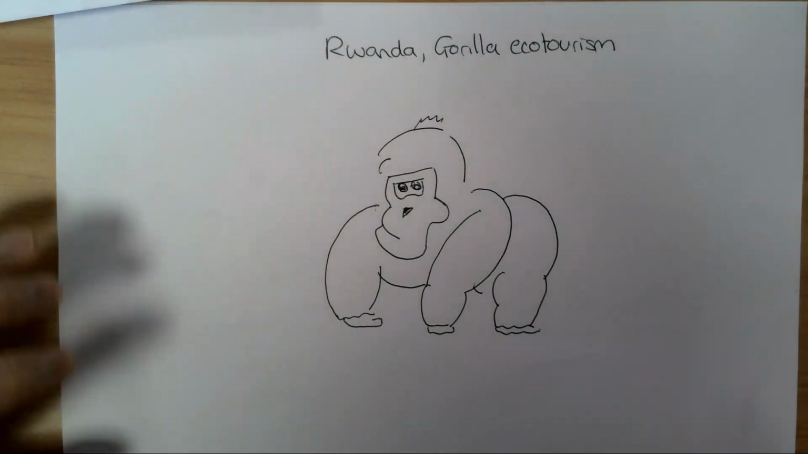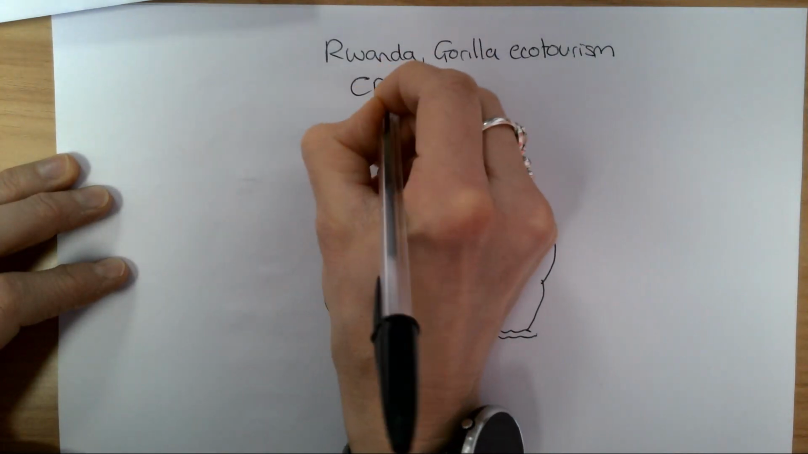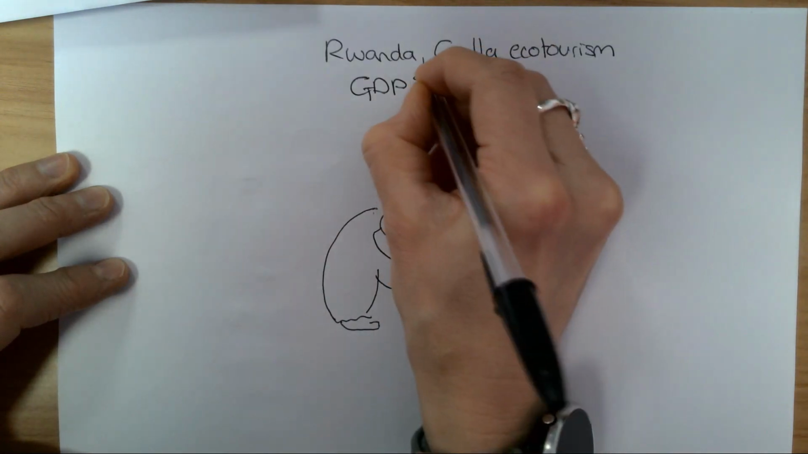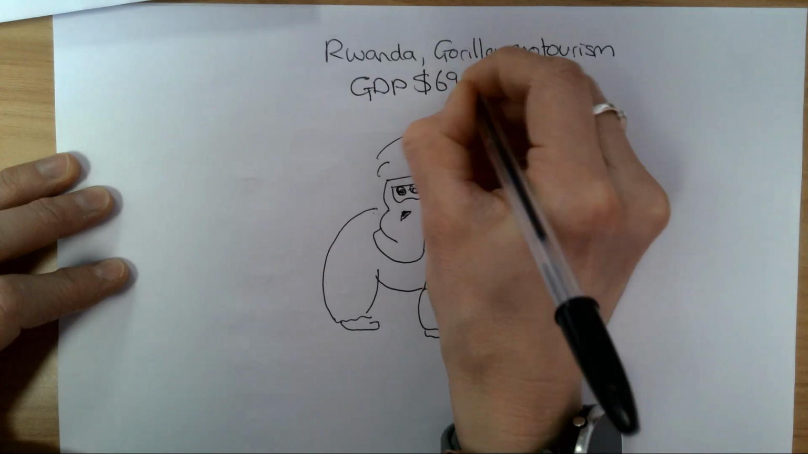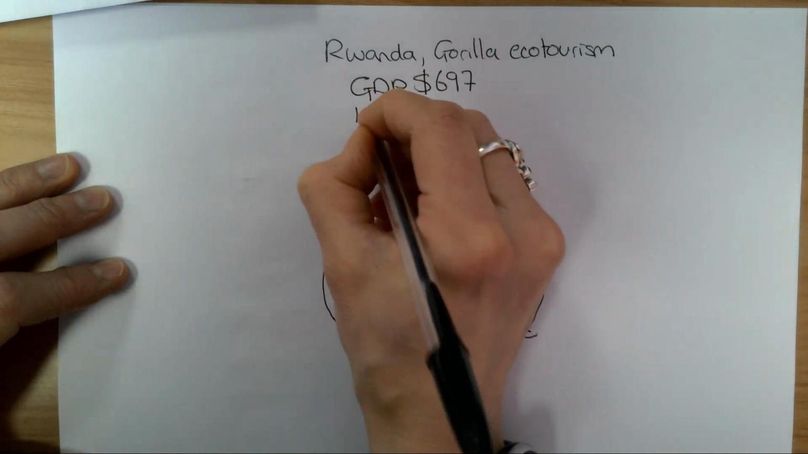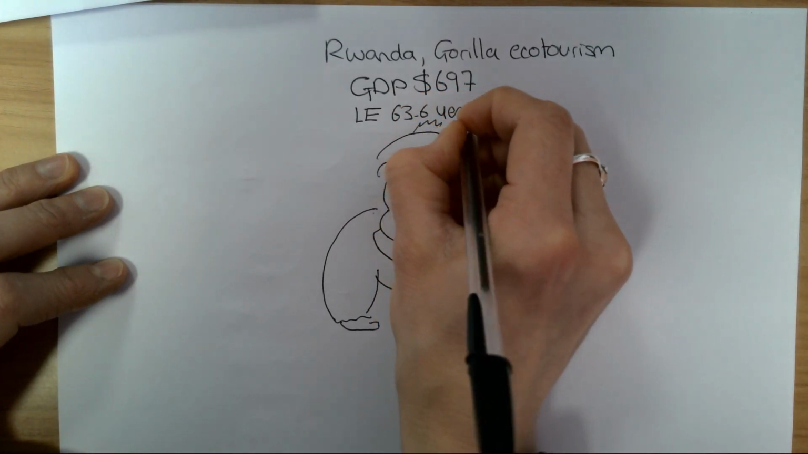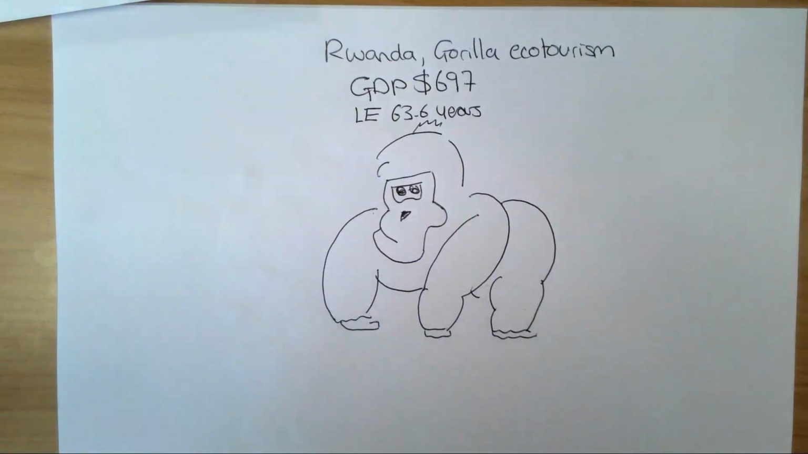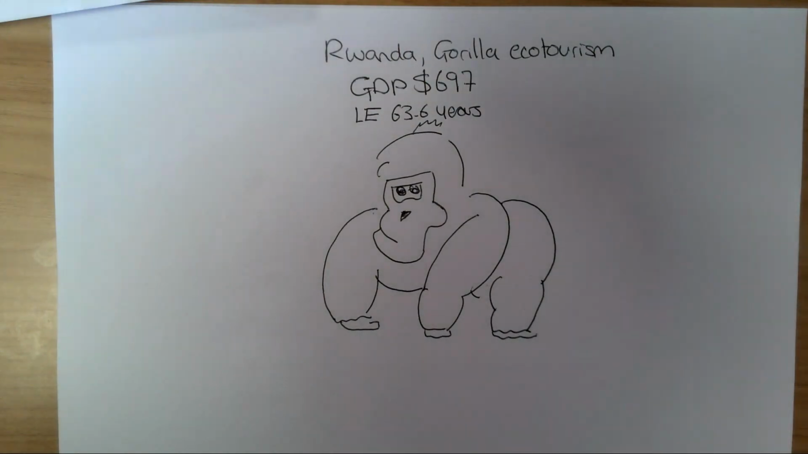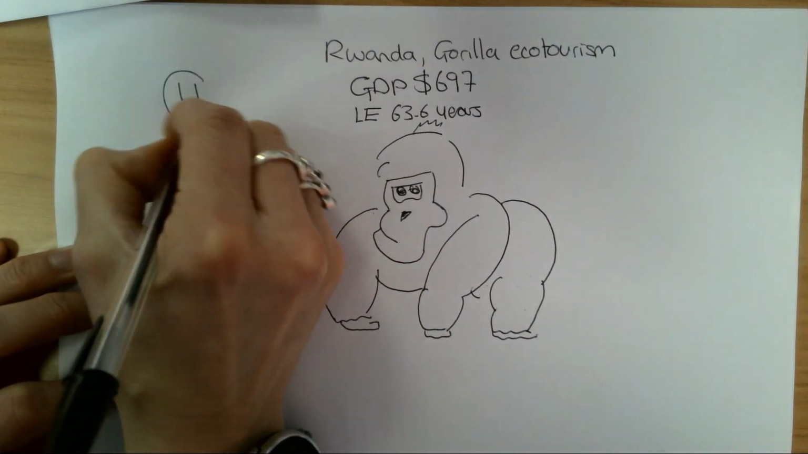Now we need to know reasons why tourism is being employed as a strategy to reduce the development gap. Let's begin with the GDP in Rwanda, which is very low. So GDP per capita, less than $700 a year, and life expectancy is 63.6 years. So I've taken two development statistics, indicators of development, and we can clearly see here that there need to be strategies to reduce the development gap of this low income nation. And tourism is one of the strategies they've employed.